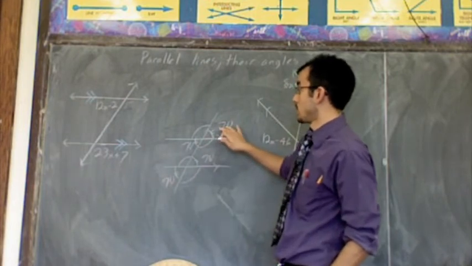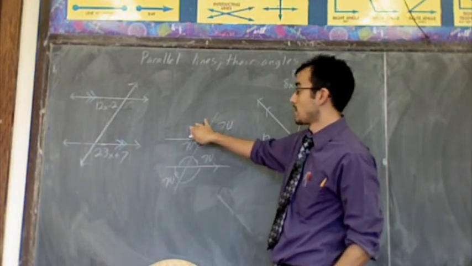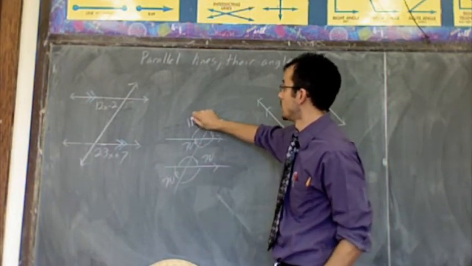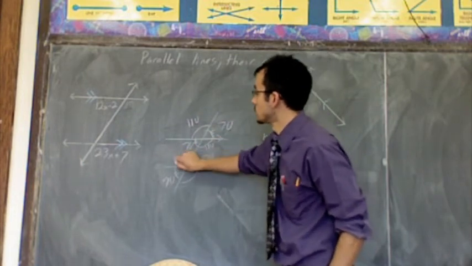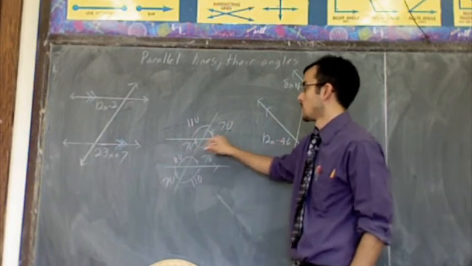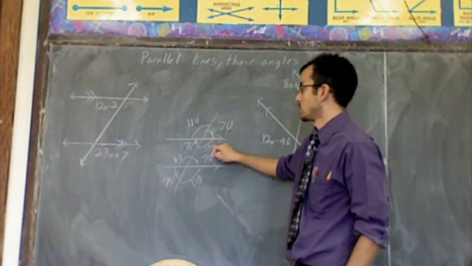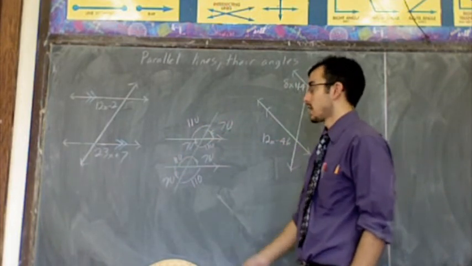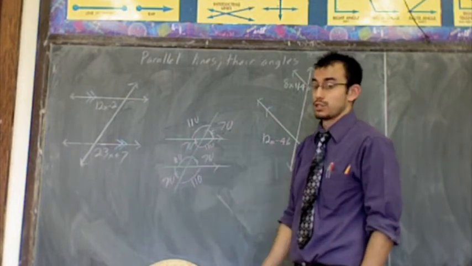And vice versa. If you knew this was 70, well, by linear pairs, you should know this is 110, so this is 110, so this is 110, so this is 110. There you go. 110, 110, 110, 110, 70, 70, 70, 70. That's basically how this works. It works with expressions, too.